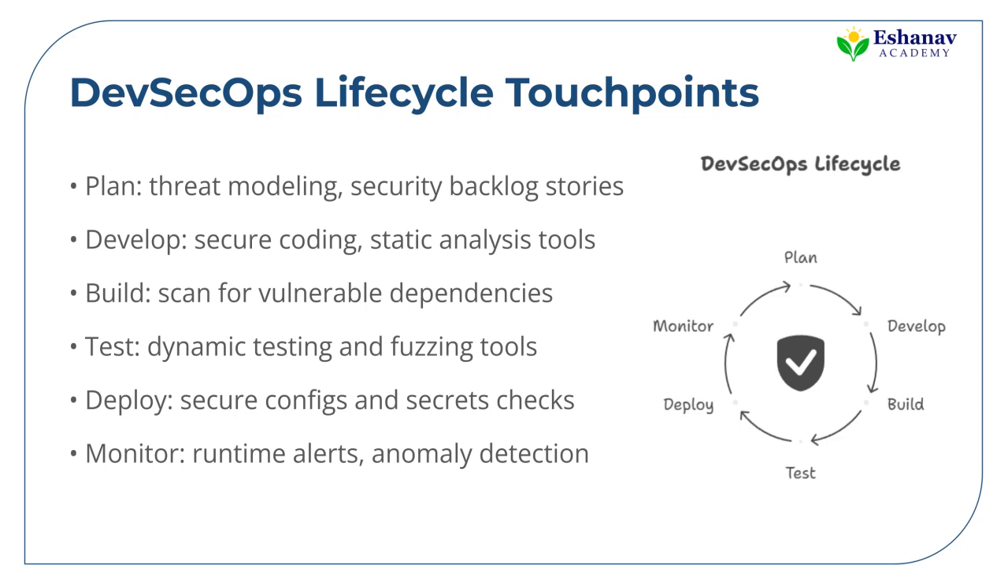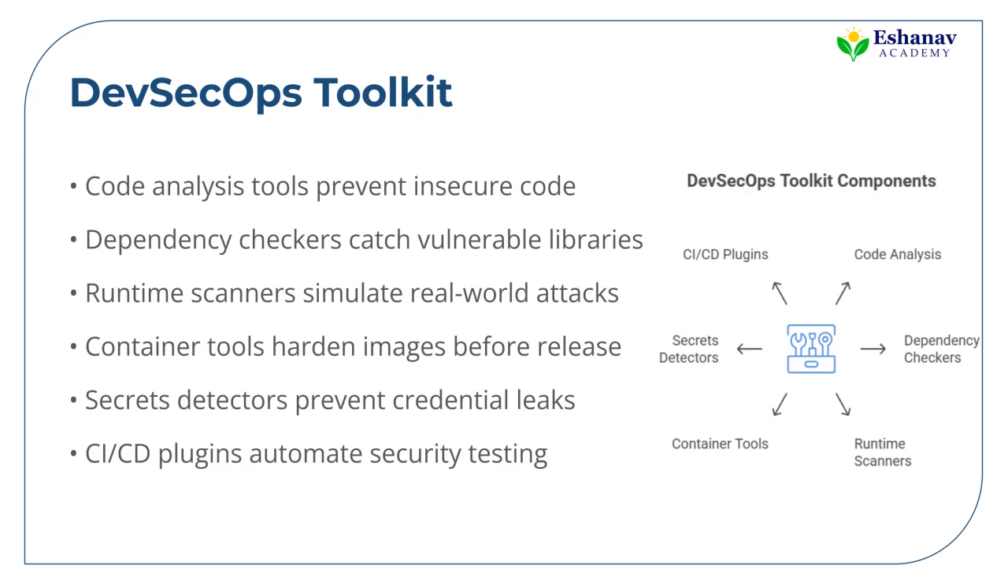Imagine your app as a house. You wouldn't just lock the door at the end. You'd choose strong materials, test windows, and set up motion detectors as you build. That's what a secure DevSecOps lifecycle looks like: thoughtful, layered, and built-in.